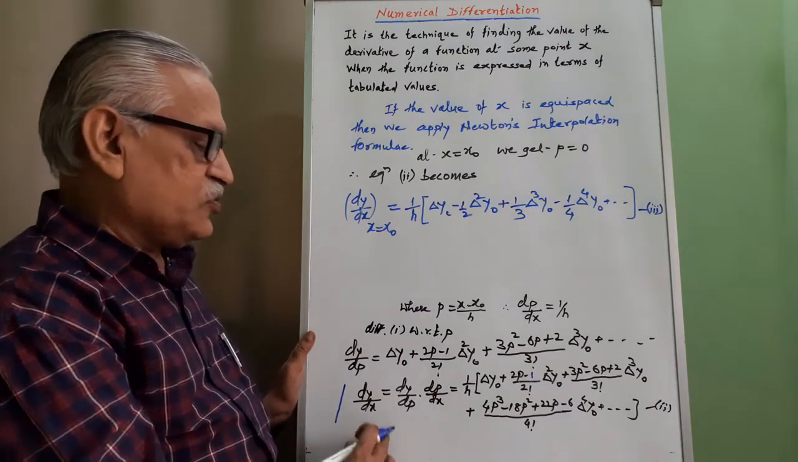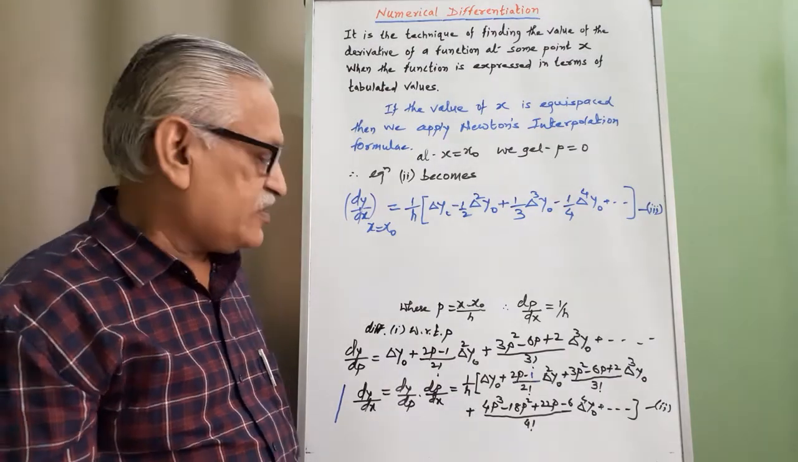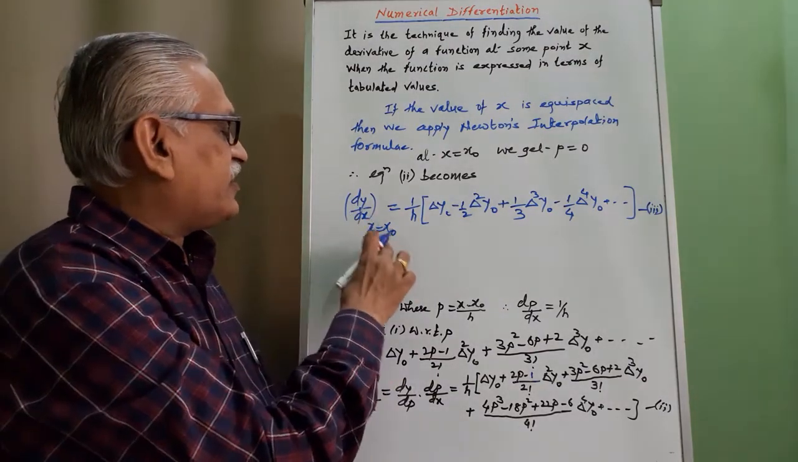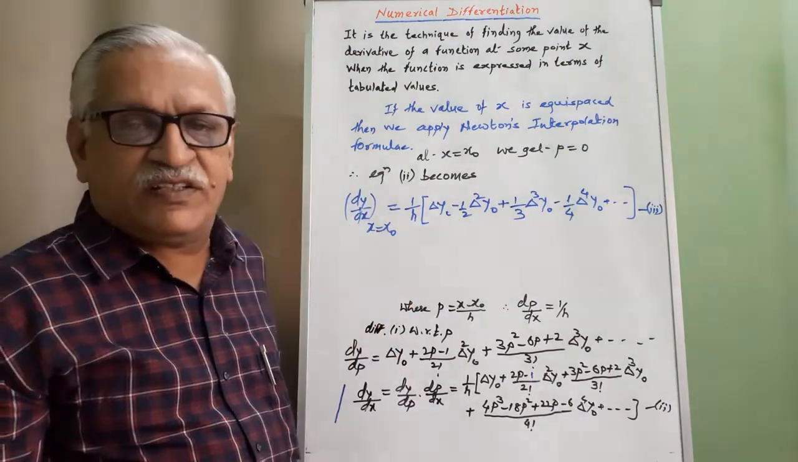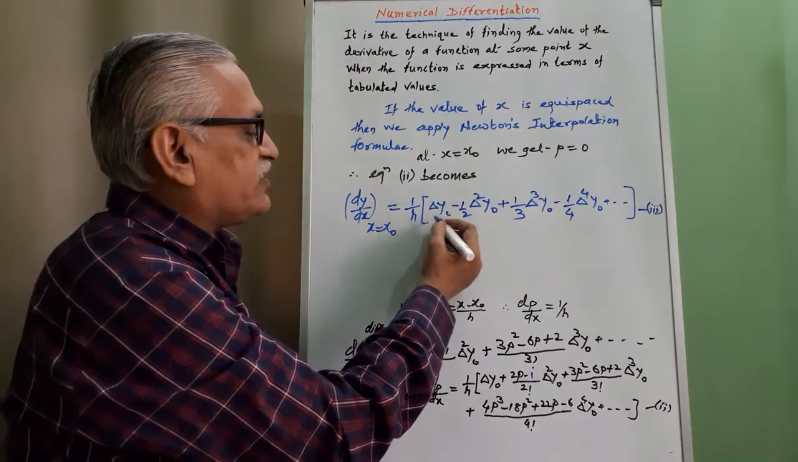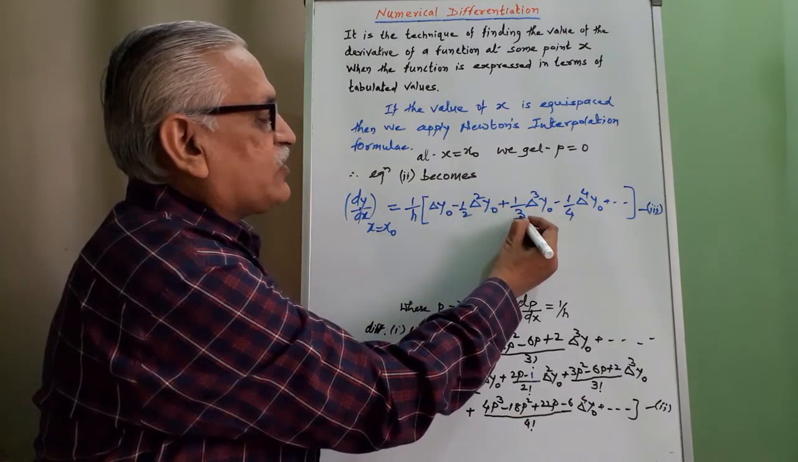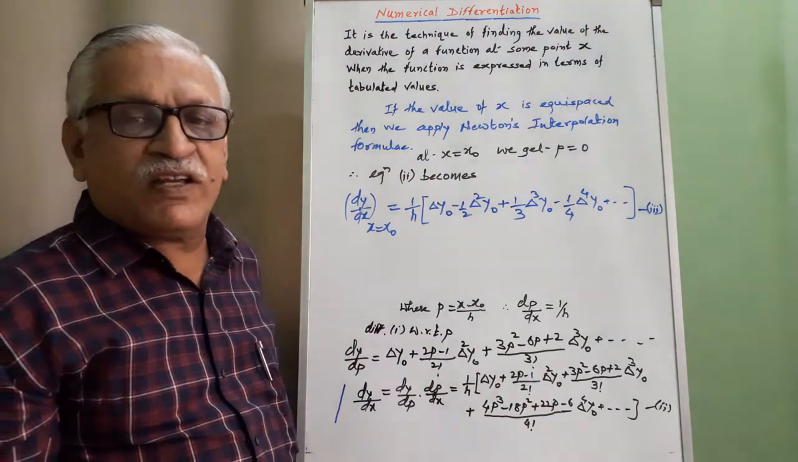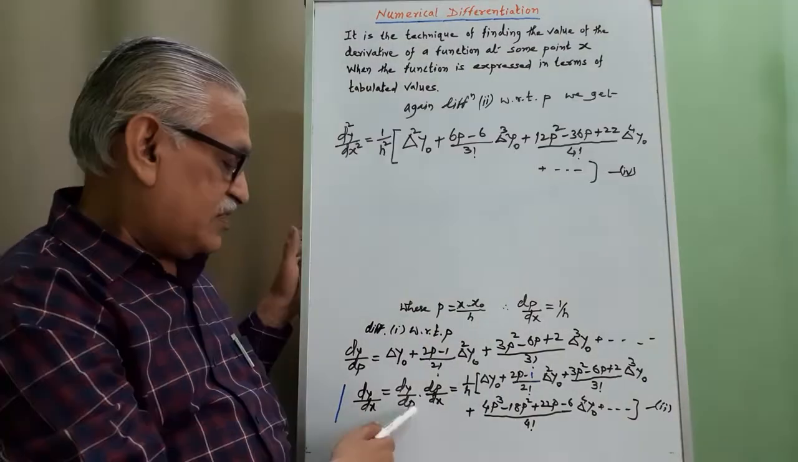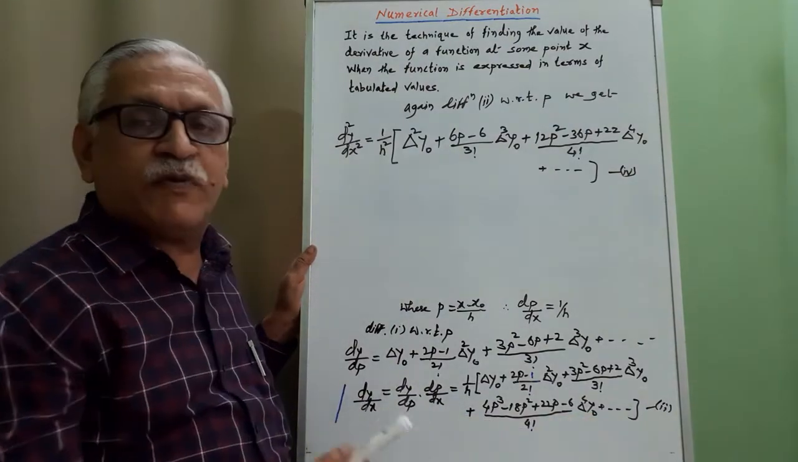equation 2, to find out the first order derivative. And the second result, again the first order derivative at some x not equal to x0, is 1 by h [del y0 minus half del square y0 plus 1 by 3 del cube y0 minus 1 by 4 del raised to 4 y0, and so on]. Next step is again differentiating this equation 2 with respect to p.